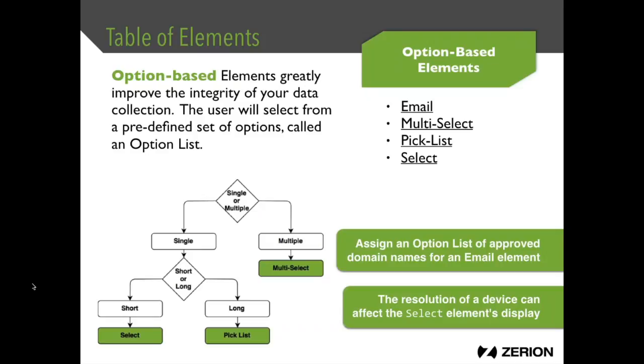There is a fourth option-based element on this list, which is your email option. For the email element, basically what you will do is, if you create an option list of approved domain names, you're then able to assign that option list to the email element, so that you're able to only choose email addresses from that domain name that you specify.